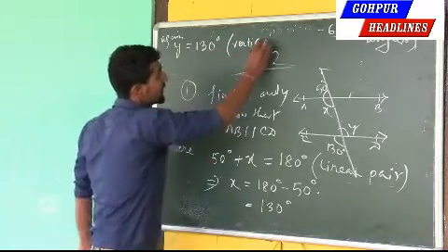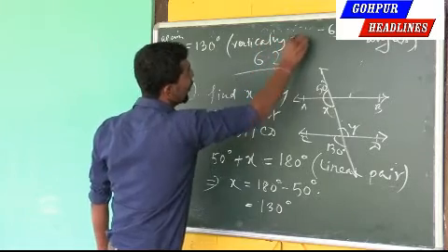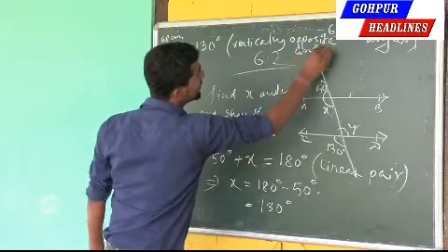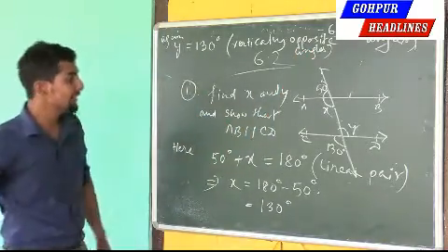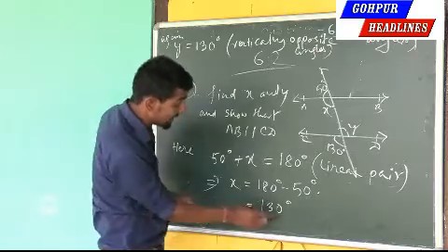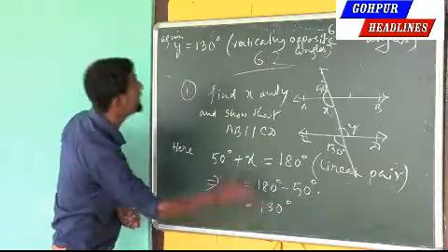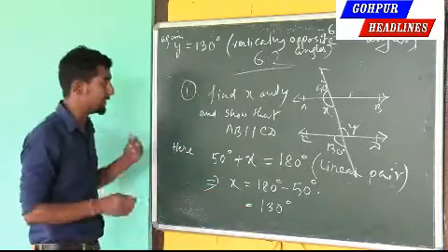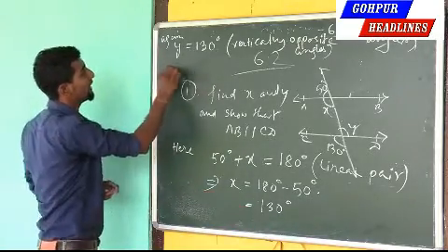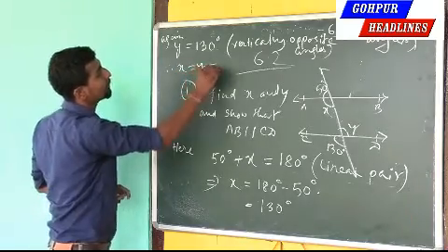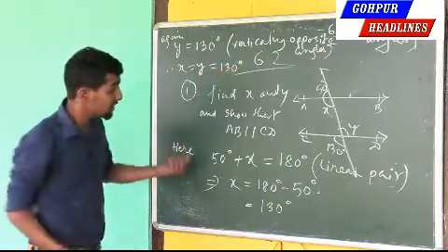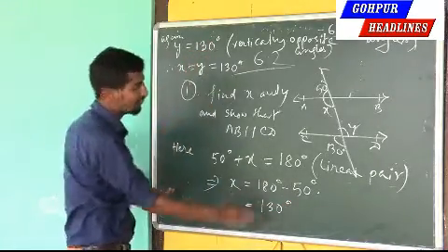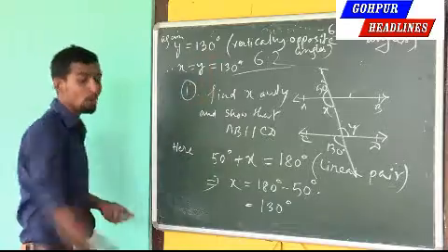I write that these are vertically opposite angles. Vertically opposite angles are equal, so y is equal to 130. Now we see that x is equal to 130 and y is also 130. So both x and y are 130. Therefore I write x is equal to y is equal to 130.